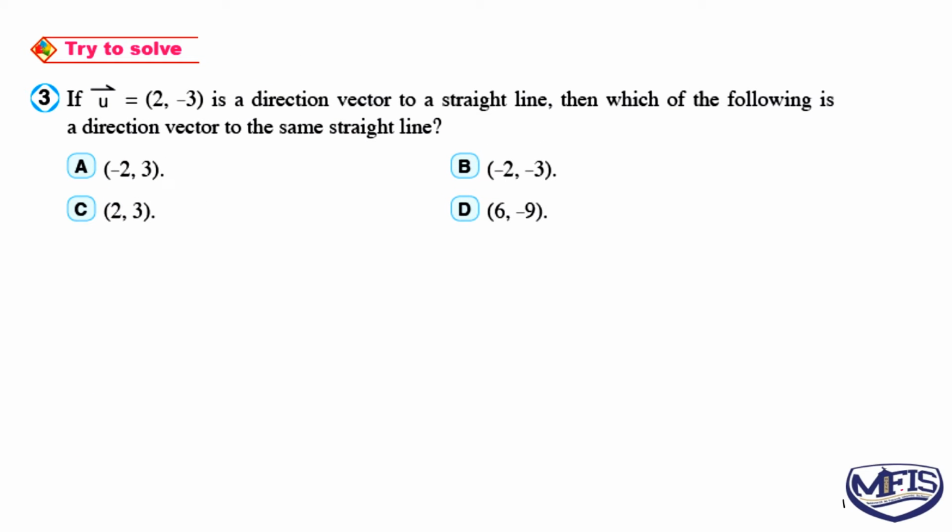If the vector u is (2, -3) is a direction vector to a straight line, then which of the following is a direction vector to the same straight line? So we have u multiplied by k. To find the direction vectors equivalent to u, we can multiply u by a scalar k. In the first one, k is equal to -1, because we multiply 2 by -1 to get -2, and -3 multiplied by -1 will be 3. So (-2, 3) represents a direction vector to the same straight line.